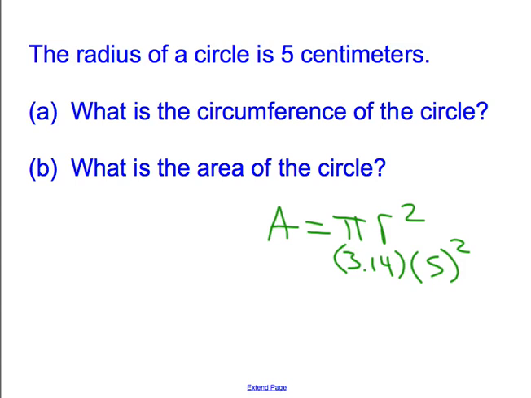Isaiah asked earlier if you could listen to the rap, the PEMDAS rap. We're not going to do that, but hopefully you'll remember that you have to do your exponents first.